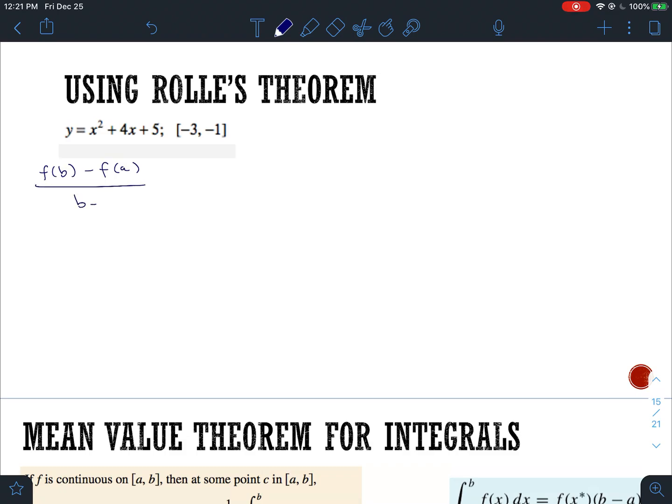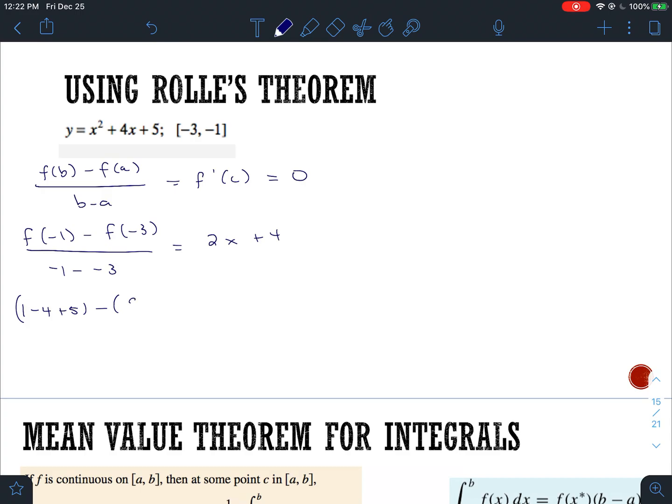So using Rolle's theorem, we want to show that f at b minus f at a over b minus a is going to equal f prime at c somewhere on the graph, but this time it should equal 0 if Rolle's theorem works. So we're going to take f at negative 1 minus f at negative 3 over negative 1 minus negative 3, and that equals the derivative, which is 2x plus 4. Well, f at negative 1 would be 1 minus 4 plus 5. Then minus f at negative 3 would be 9 minus 12 plus 5. And then all over negative 1 minus negative 3, which is 2.